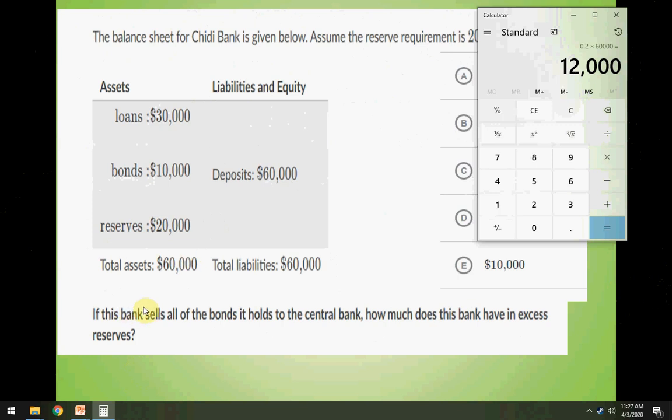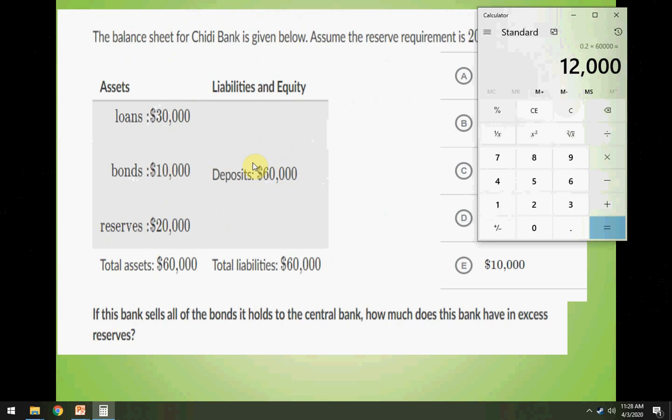All right, if this bank sells all the bonds it holds to the central bank, how much does this bank have in excess reserves? Well, remember, the bonds are just an asset the bank has. The bank owns $10,000 worth of bonds. They sell those, so let's say they get $10,000. Do they owe that $10,000 to anybody? Is it a liability for them? It's not. It's equity. It's money in their pockets, basically. So if that bank gets $10,000, nobody has claims on that $10,000.